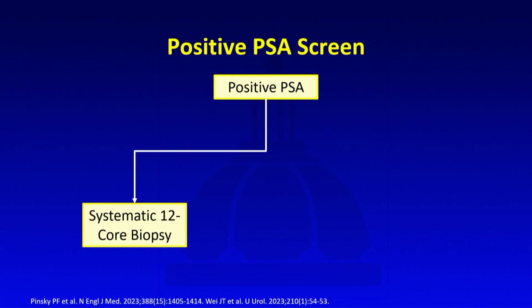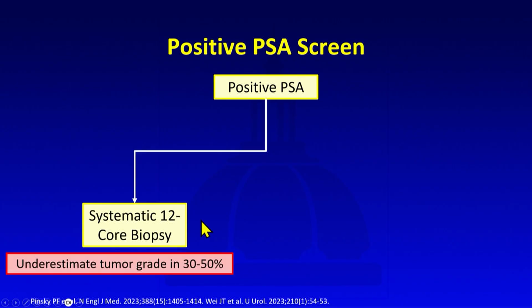So let's say you get a positive PSA screen. Historically, those men would undergo the systemic 12-core biopsy, but the problem with a random biopsy is that it can underestimate tumor grade in as much as 50% of the patients. So imagine you do this random biopsy and you get a report of Gleason 6, you go on your merry way, but we could have missed the higher grade tumor that would have put you into the treatment arm.